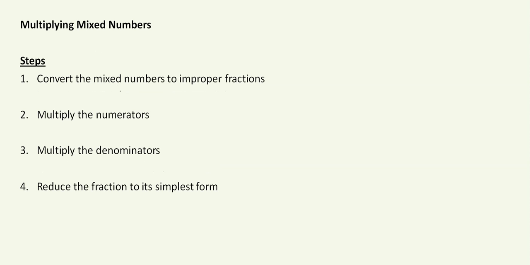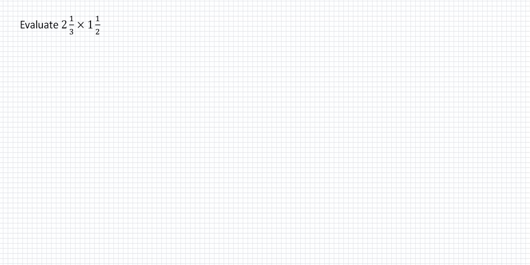The first thing we do is to convert the mixed numbers to improper fractions. Then we multiply the numerators together, multiply the denominators together, and then we reduce the fraction to its simplest form. And in some instances, if you prefer, you can convert that result back to a mixed number. So let's get started with some examples.